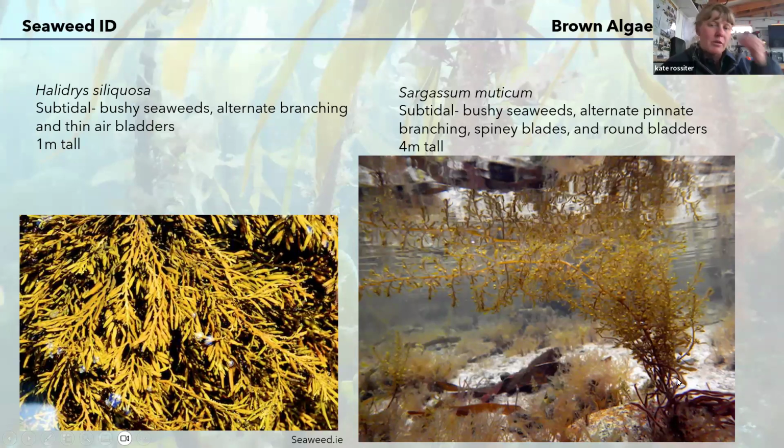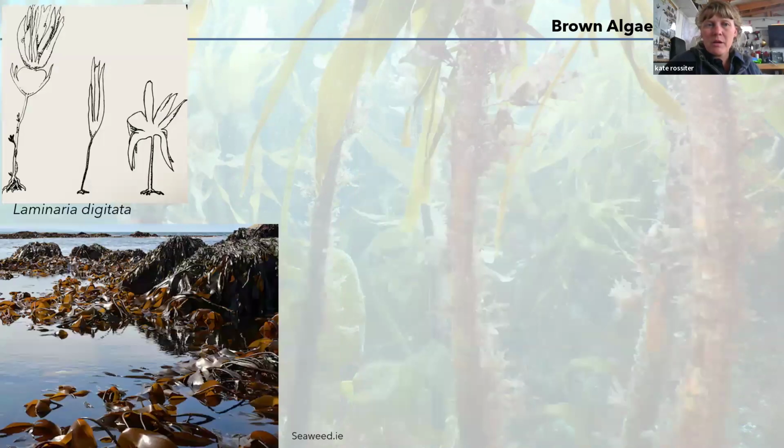Often you can see him kind of growing on other seaweeds, and they get up to be maybe 4 meters or longer, depending on the habitat. This is a picture from a shallow habitat from seaweed.ie.